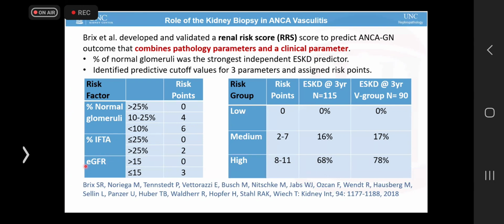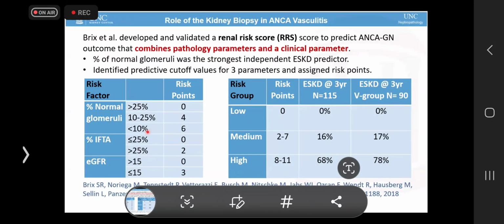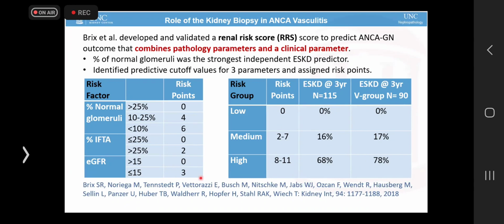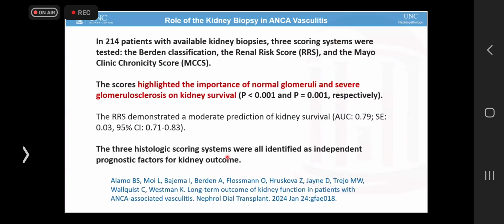And in this particular iteration of the risk score, the GFR. But depending on these parameters, a certain number of points is allotted. And then based on the total points in a given patient, you can predict outcome by the risk score. In this particular series of patients, there was a very poor outcome for the high-risk group.